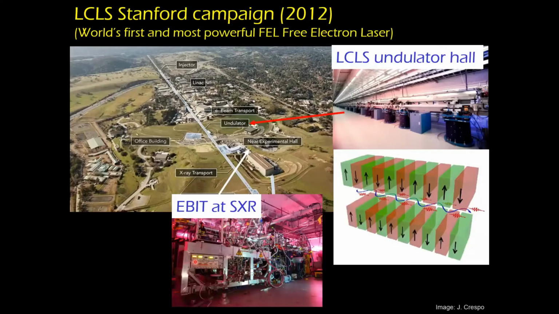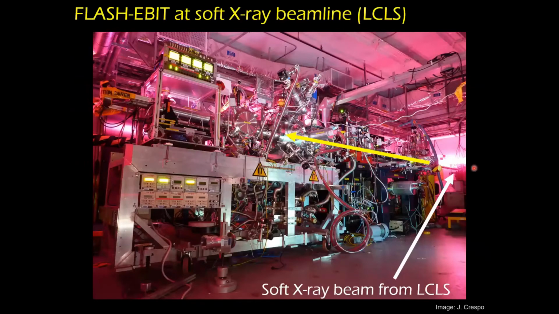This was the first campaign that we did at LCLS. This is the world's first free electron laser at Stanford. Without going into details, this is a huge 4-kilometer long accelerator building, and near the experimental hall we parked our EBIT at the soft X-ray hutch. This is how it looks. The photon beam from LCLS comes from here, and this is the center of our trap. This is the Heidelberg FLASH-EBIT, and we trap ions here and photoexcite them.